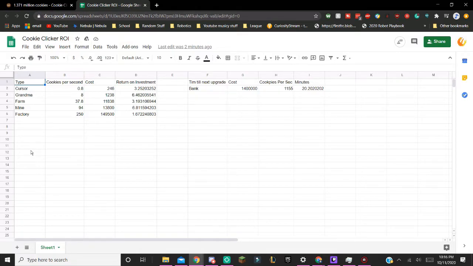So if you find yourself playing Cookie Clicker or any game where you're trying to automate and buy new, more efficient automated empires, this return on investment calculator can work for any of them. I just used Cookie Clicker for this example.